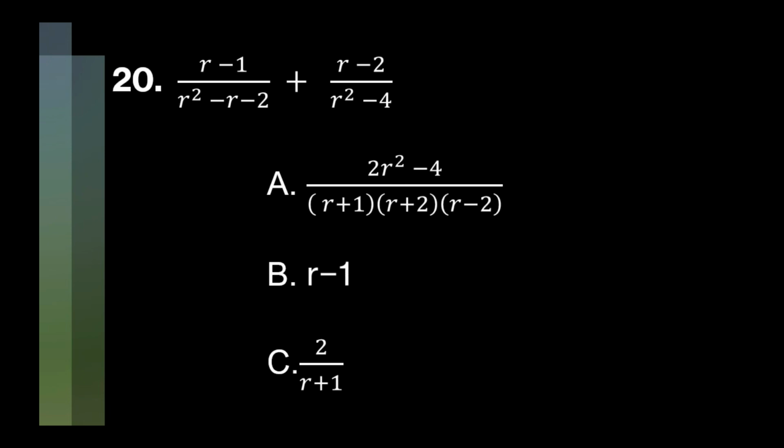And finally, we have our last number, number 20. r minus 1 all over r squared minus r minus 2 plus r minus 2 all over r squared minus 4. Is it letter A, 2r squared minus 4 all over r plus 1 times r plus 2 times r minus 2? Or letter B, r minus 1? Or letter C, 2 over r plus 1?